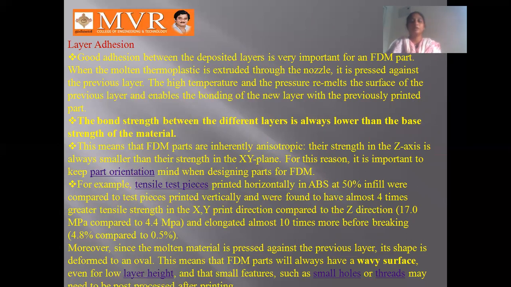Good adhesion throughout the sections of the material is very important for an FDM part. When the molten thermoplastic is extruded through the nozzle, it is pressed against the previous layer. The high temperature and the pressure remelt the surface of the previous layer and enable bonding throughout the surface of the materials. Okay, we already know what the layer addition process is. The addition process is nothing but adding extra material to the product, layer by layer.